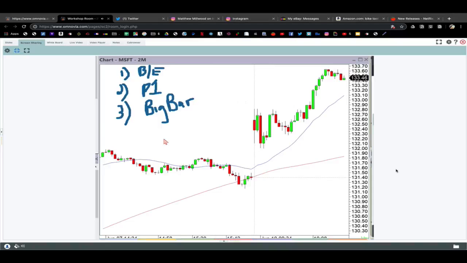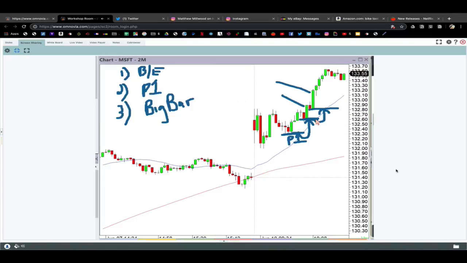Okay. Big bar stop adjustment. Look at this big bar right here. Even this one's big. So your stop is at pivot 1. This is P1. Boom, a nice fat bar. My stop gets adjusted right under that fat bar. I get another fat bar. Now my stop gets adjusted under this fat bar.